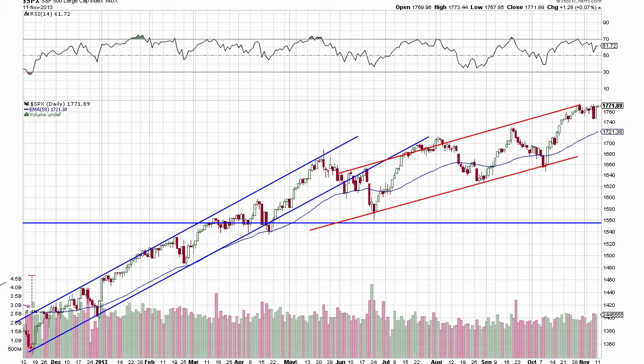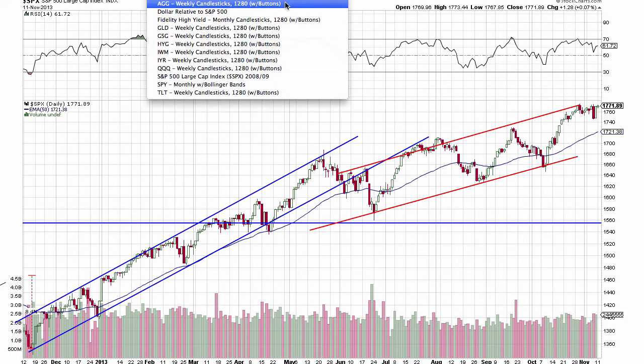Now, if we look at one other chart, I just want to kind of bring up the bond market, because the bond market has been a lot more tumultuous this year than has the stock market.